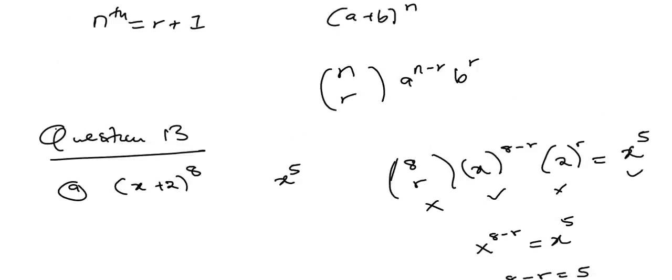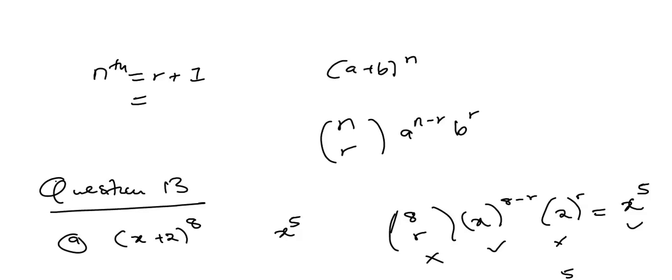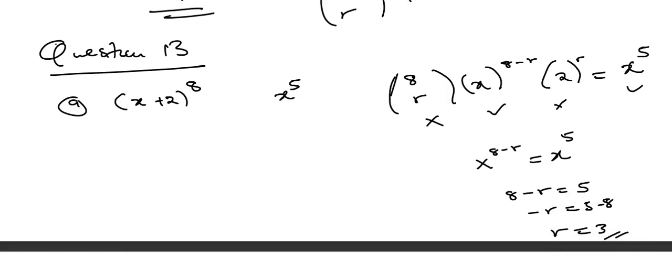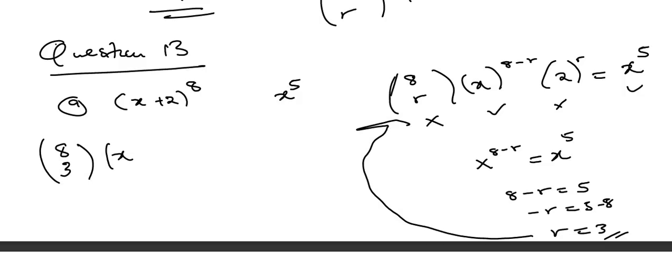And if r is equal to 3, remember what we have here, meaning 3 plus 1, right? So the term that we're looking for is the fourth term. It is the fourth term that has x to the power 5. That's what we should know. Then we can get it because we know our r now. We replace it back here so that we can say 8 choose 3. The first term is x to the power 8 minus 3, that's 5. Then the second term is 2 to the power 3.